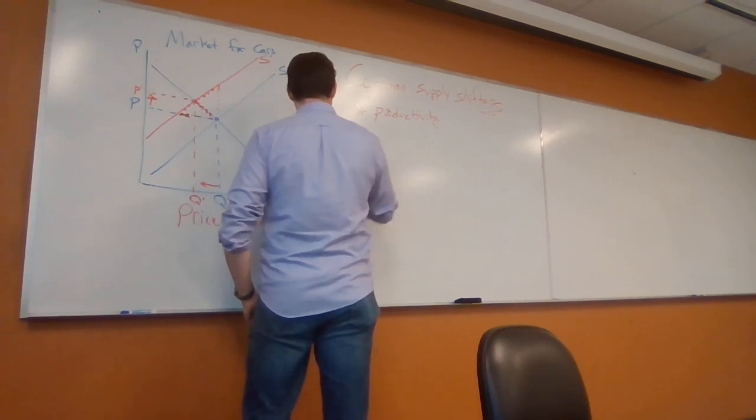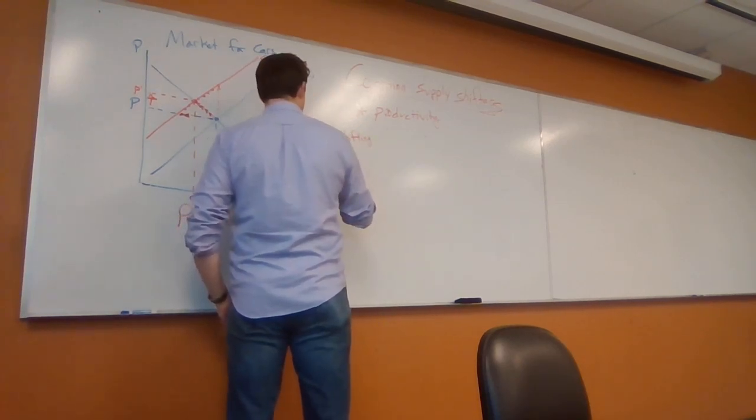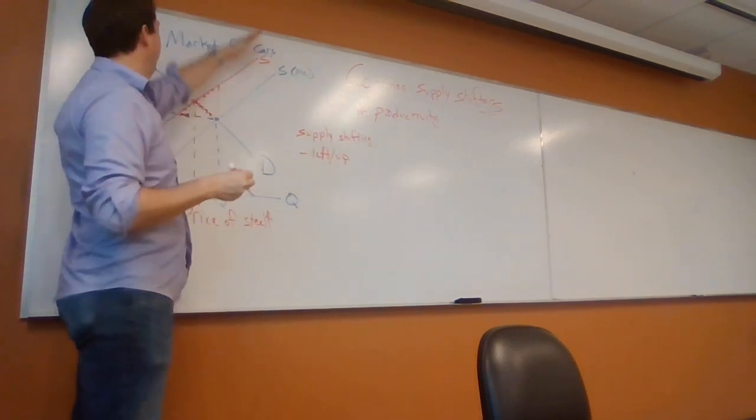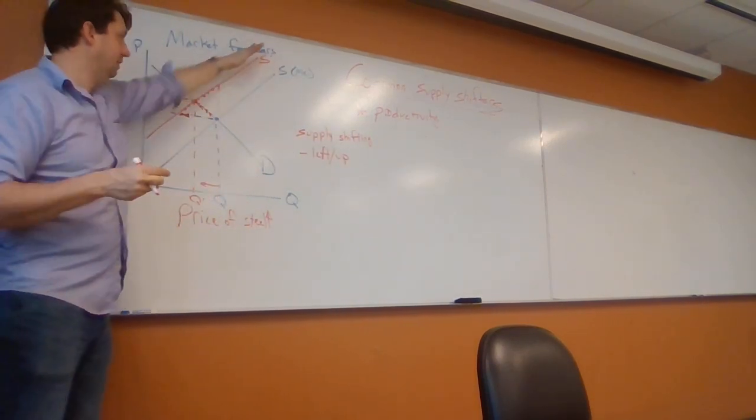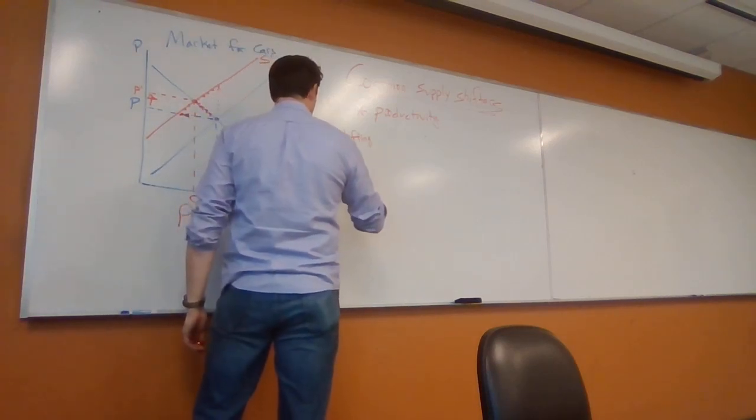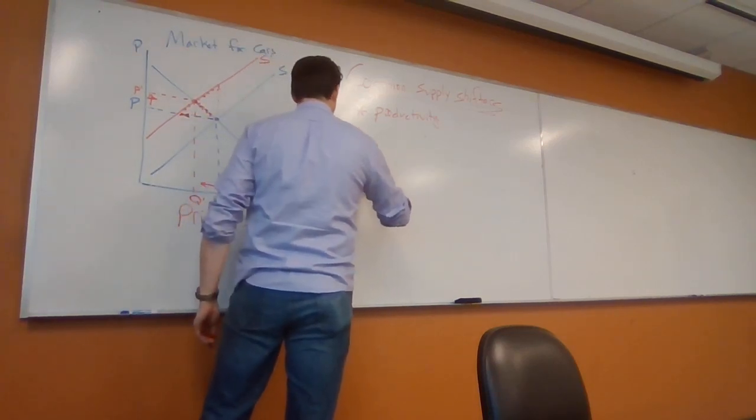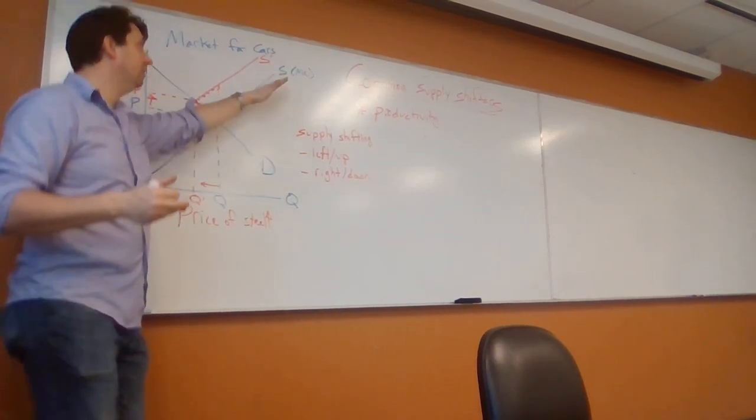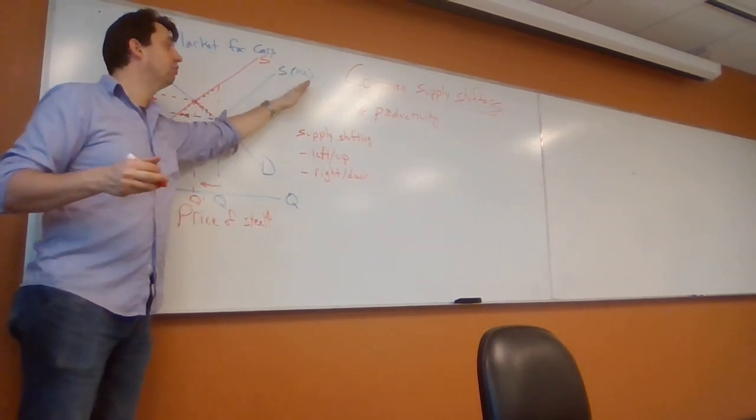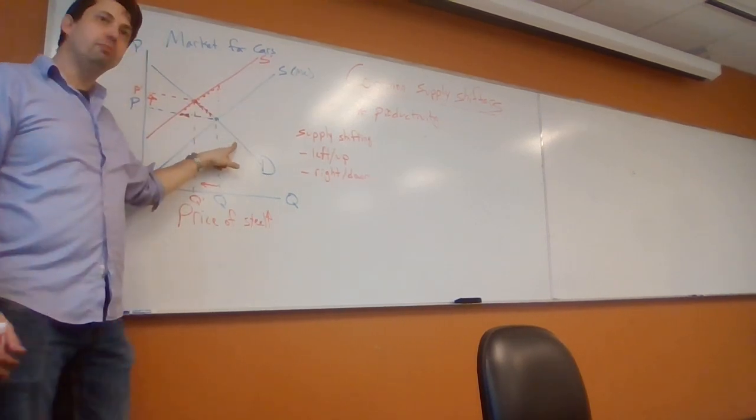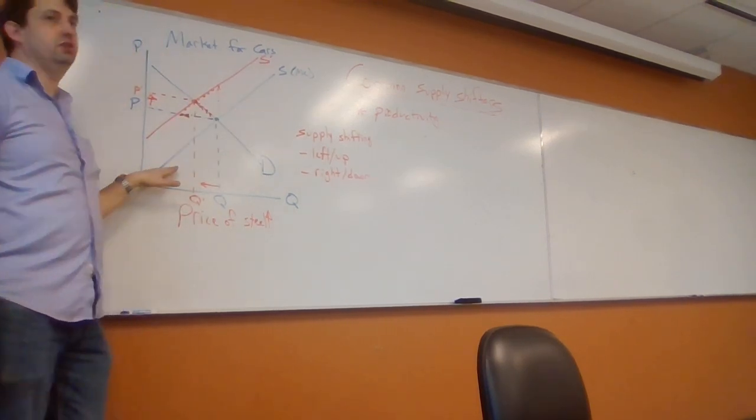Supply shifting, either left, comma up, because shifting it up is the same thing as shifting it left, or right slash down, because if it goes down, it's cheaper to make something. Also, we can think in terms of it shifting to the right. In either case, same line, expands the market on the right, shrinks the market on the left.